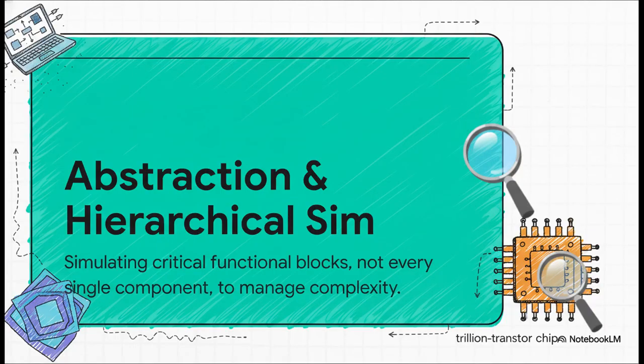And the number one key to working smarter is this idea called abstraction. So instead of trying to simulate every single one of those trillion transistors one by one, you simulate the important functional blocks. Think of it this way. If you want to understand traffic in a city, you don't need to model every single piston firing in every car engine, right? You just model the cars. It's the exact same idea, just on a microchip.